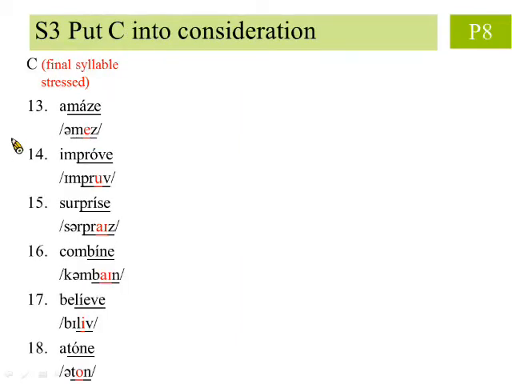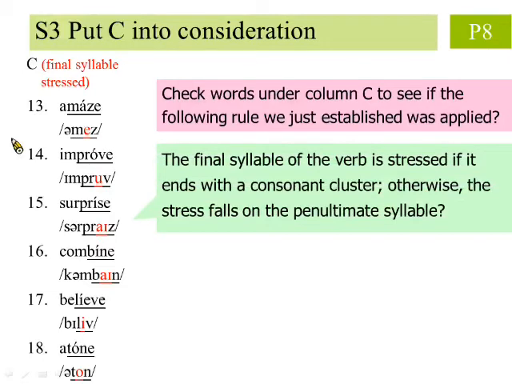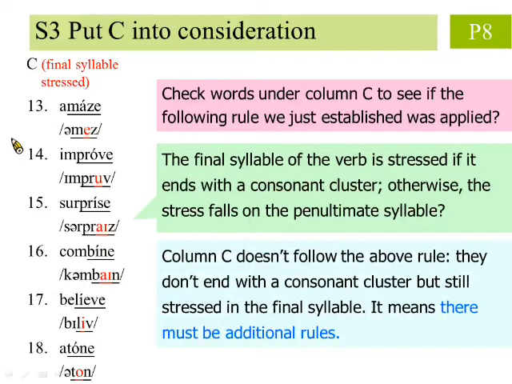In step 3, we put column C into consideration. First, let us check words under column C to see if they follow the rule we just established. Let us recall that the final syllable of the verb is stressed if it ends with a consonant cluster. Otherwise, the stress falls on the penultimate syllable. We see column C doesn't follow the above rule. The verbs don't end with a consonant cluster but are still stressed in the final syllable. It means there must be additional rules.